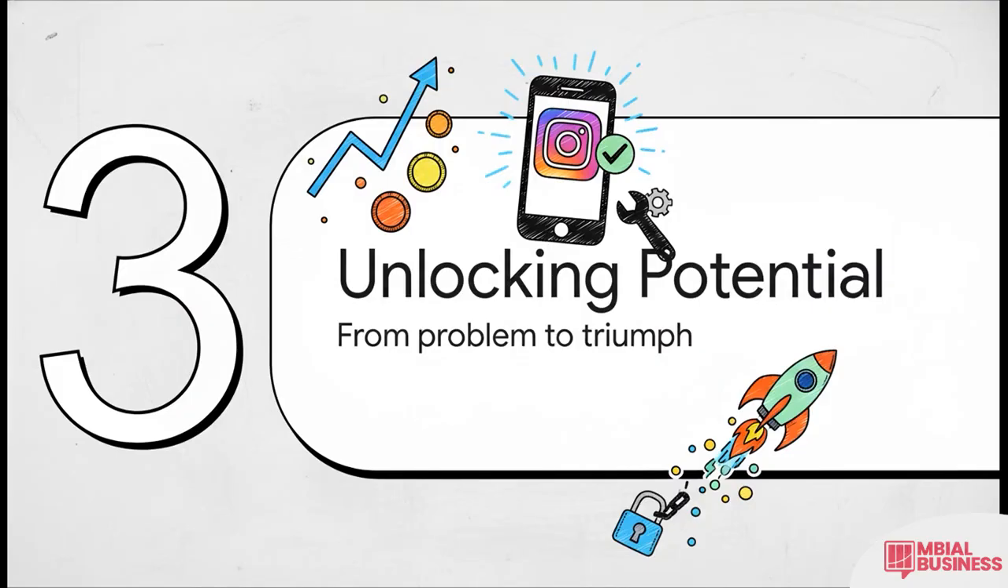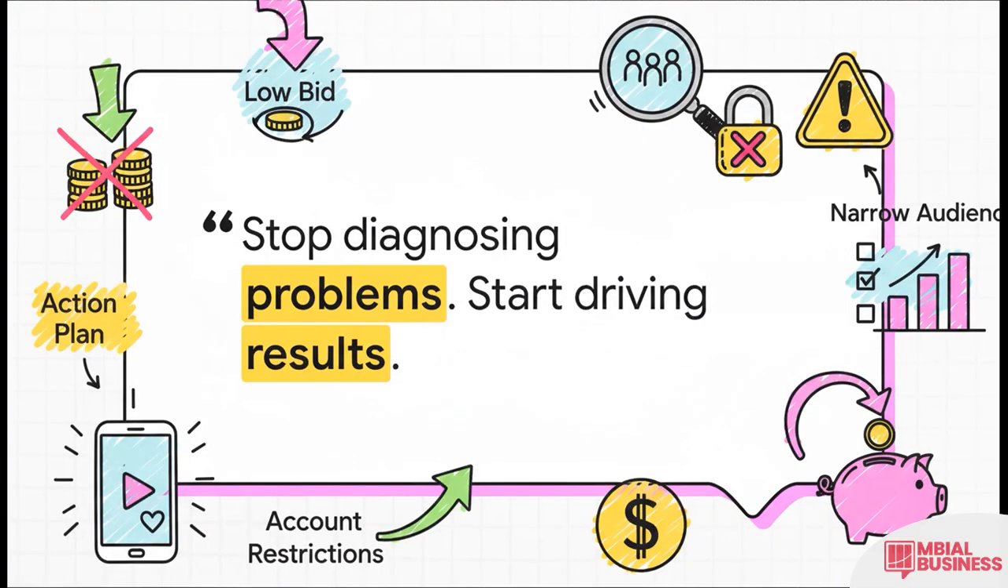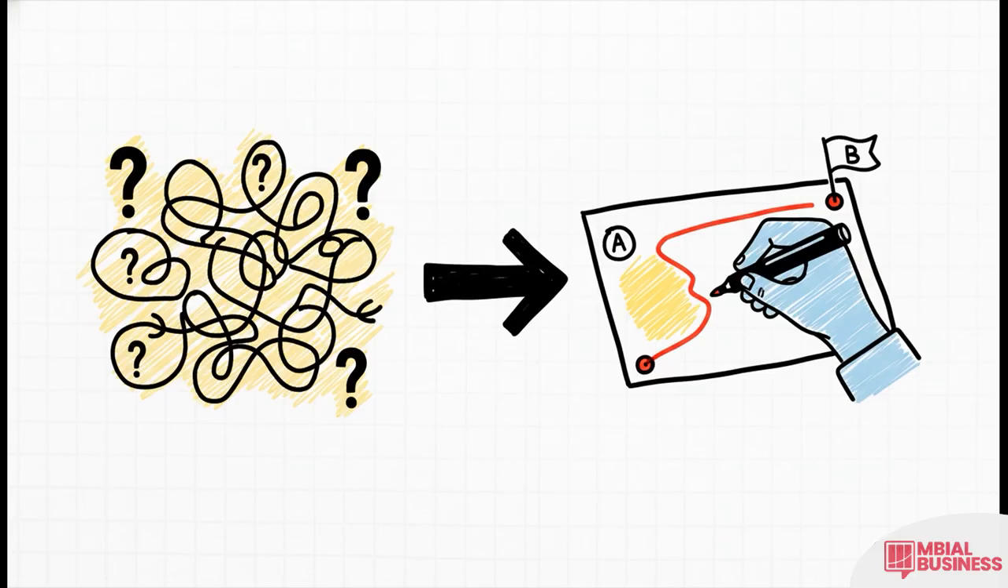By following this guide, you're not just fixing problems anymore. You're actually taking proactive control of your campaigns. You're moving from just troubleshooting to, well, to actually triumphing. And really, that's the big mindset shift here. The goal isn't just to get your ad to spend a few dollars. The real goal is to get back to what actually matters, reaching your customers and driving real results for your business. So, are you ready to stop troubleshooting and finally start growing?